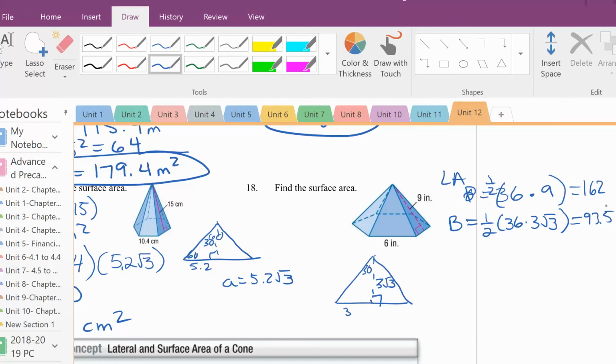So when you add those together, you get 255.5 square inches.